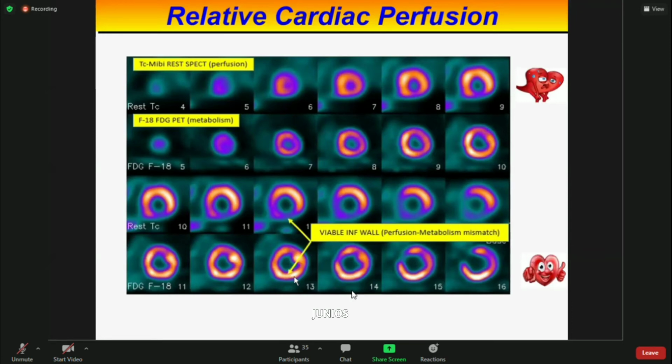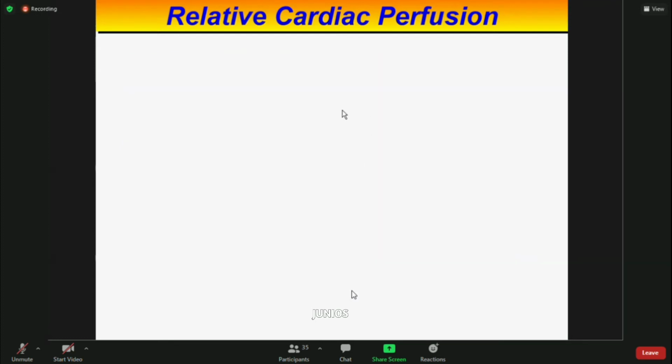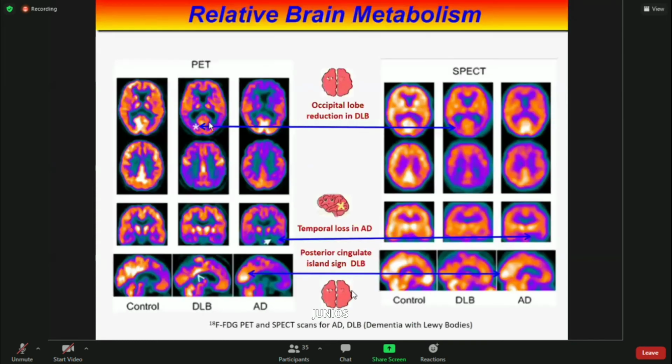and this patient can be treated by using medicine. This is the second example, where you can see the occipital lobe in a case of dementia with Lewy bodies showing less metabolic activity, where we expect it, while the SPECT is not showing a perfusion defect.